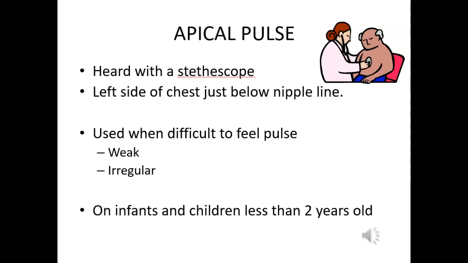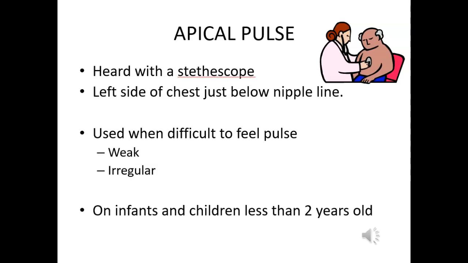So we talked a little earlier about apical pulse, and that is heard with a stethoscope. This is on the left side of the chest, just below the nipple line. We use this when they have a very difficult pulse to feel when we're trying to use the radial pulse. If it's weak or irregular, the apical pulse would be a good choice. Or if the child or infant is less than 2 years old.